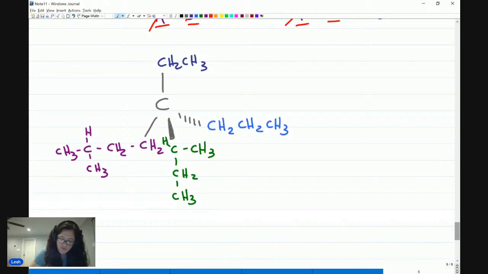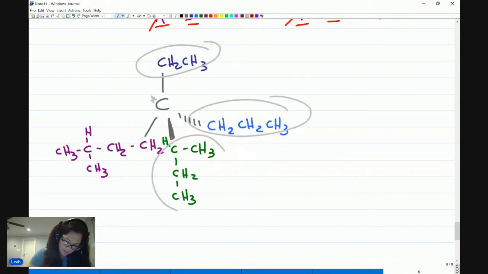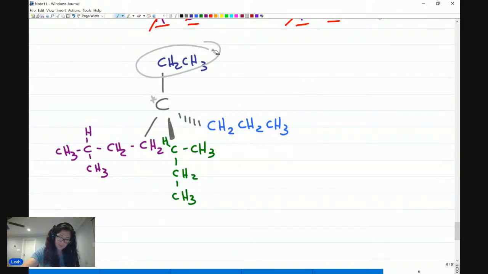So let's start from the beginning with this one. This is my chiral carbon. It has 4 unique substituents. I have an ethyl, a propyl. This looks like a butyl, and this looks like a pentyl, but they're isomers, so they have branches there on purpose. So it's a sec-butyl, and then the next one is 5 carbons.